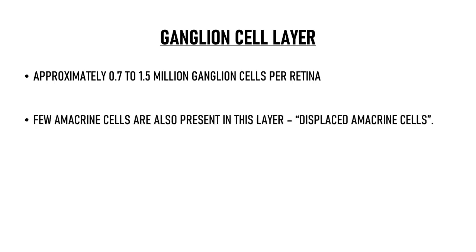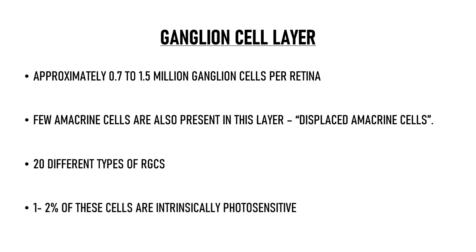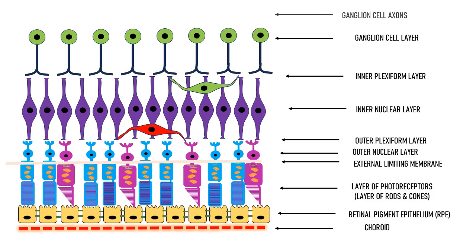Besides ganglion cells, a few amacrine cells are also present in this layer, which are known as displaced amacrine cells because these amacrine cells are displaced from their original location, which is the inner nuclear layer. There are approximately 20 different RGCs, and it is interesting to note that about 1 to 2% of these cells are intrinsically photosensitive, which means that just like the photoreceptors, rods and cones, these intrinsically photosensitive ganglion cells can also perceive light.